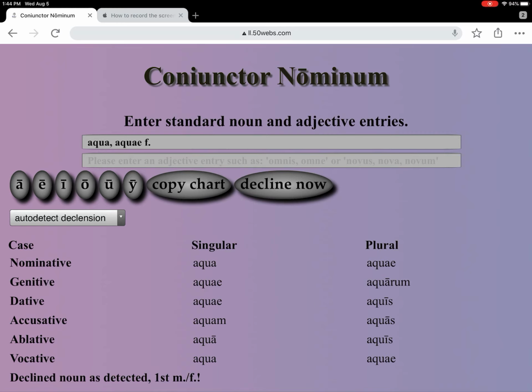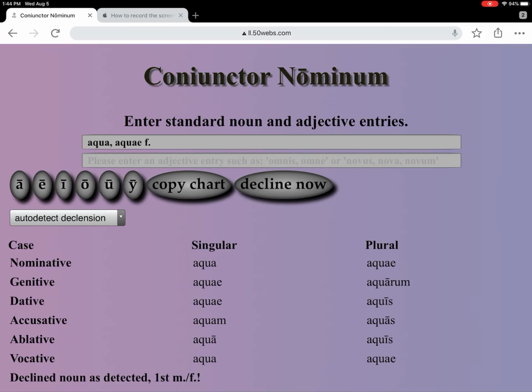And then the accusative singular is aquam with an am ending. The ablative singular is aqua with a long a ending. And then the vocative follows the vocative rule, which says vocative is almost always the same as nominative, so the nominative singular copies back down there to aqua again for the vocative.